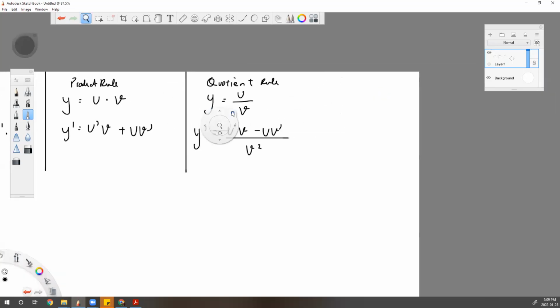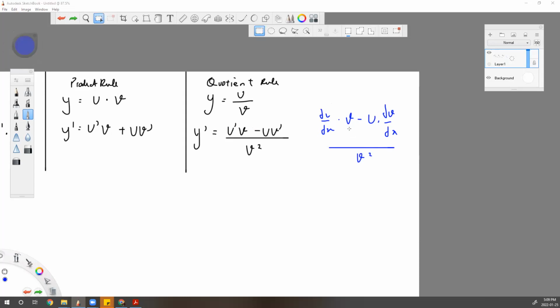Your teacher teach you this: du/dx times v minus u times dv/dx over v squared. I think this is not efficient. I don't think this is necessary. I just changed the du/dx by u'. That's better.